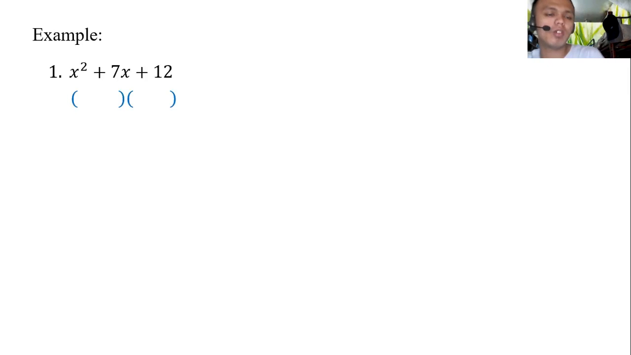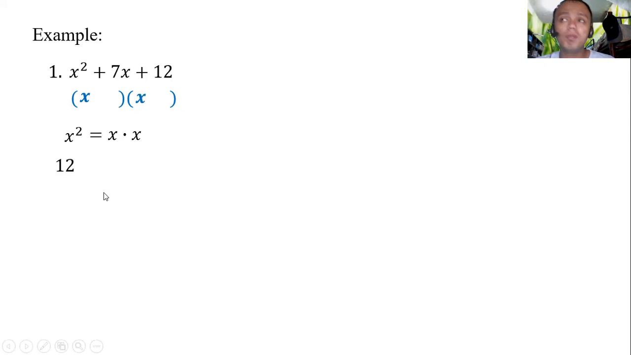Okay. First, let's make two parentheses. The next, get the factors of the first term. What is our first term? We have x squared. What are the factors of x squared? Automatic, x times x. Then, next, get the factors of, okay, let's put an x in each. Get the factors of 12. What are the factors of 12?